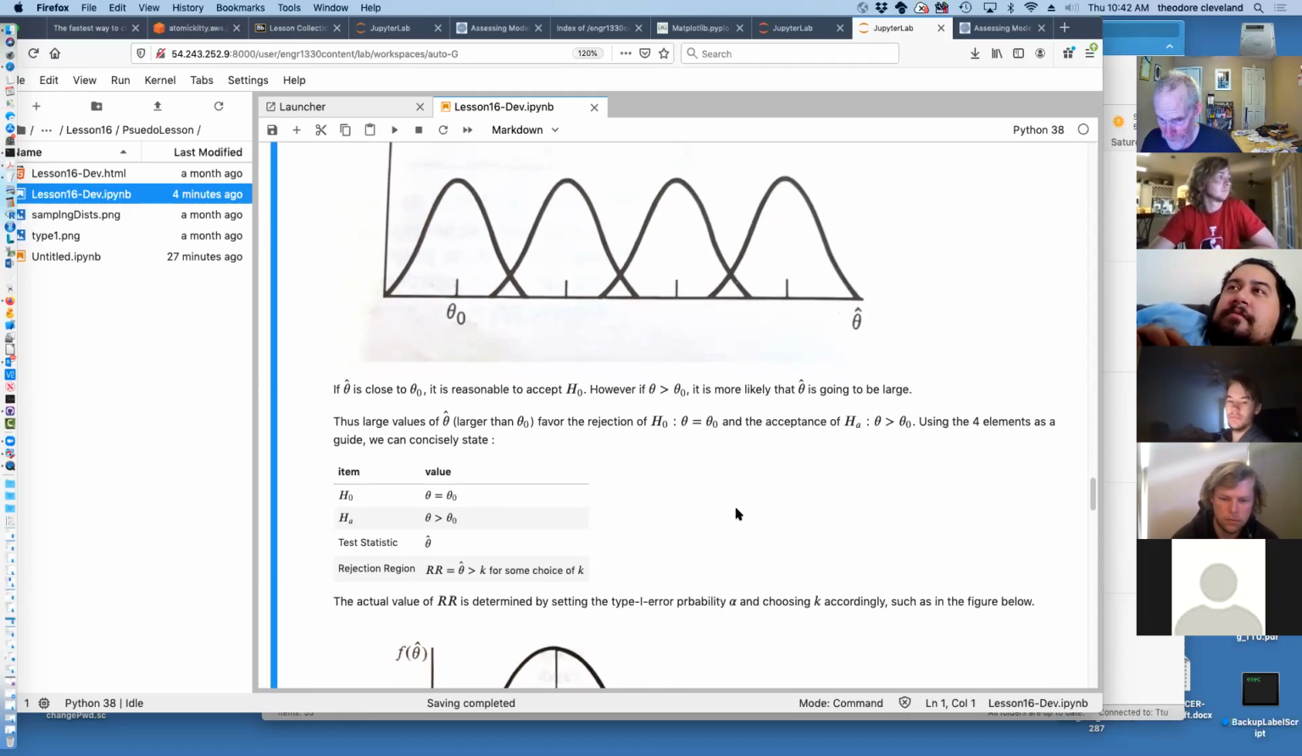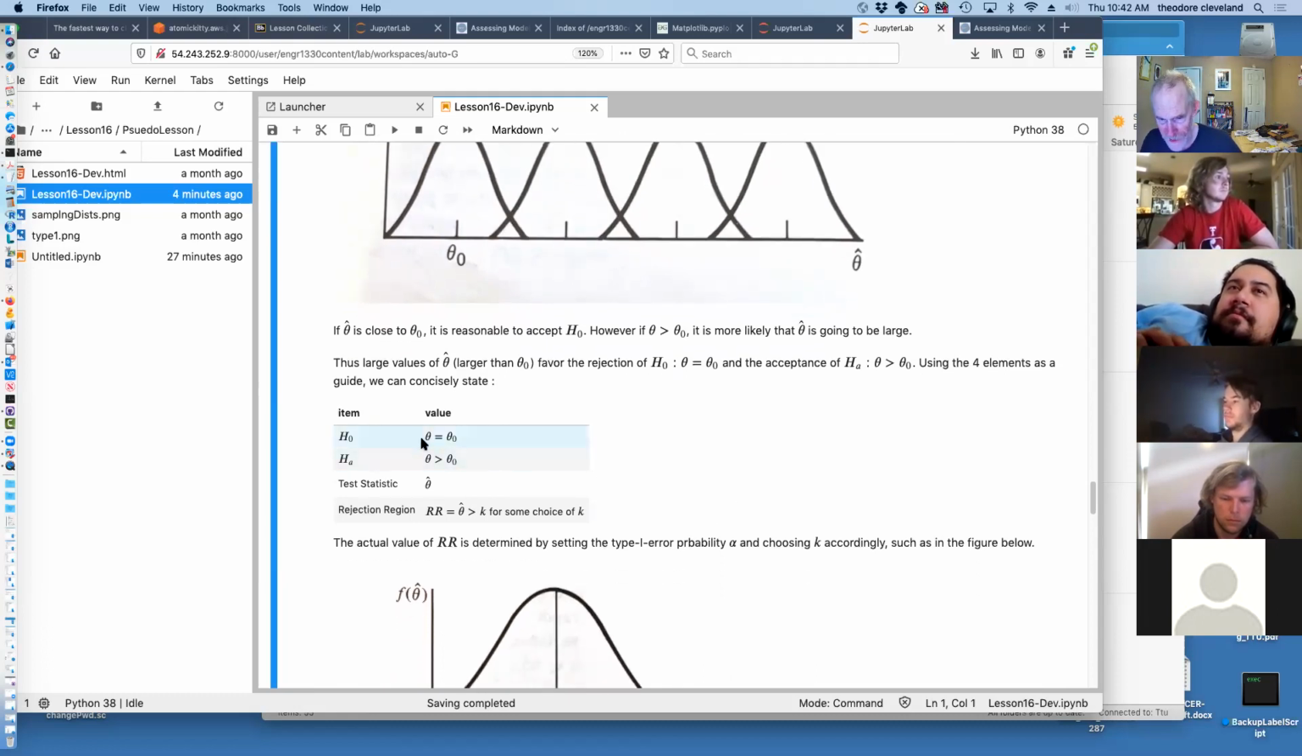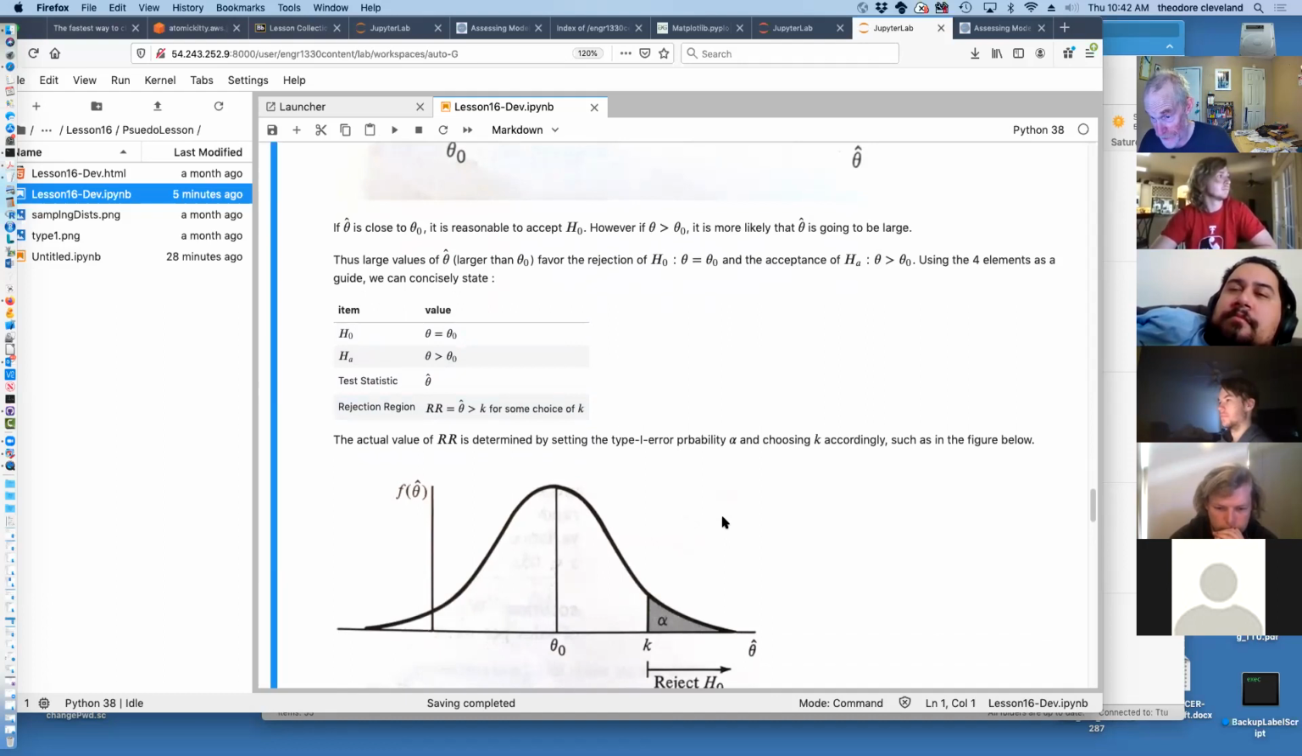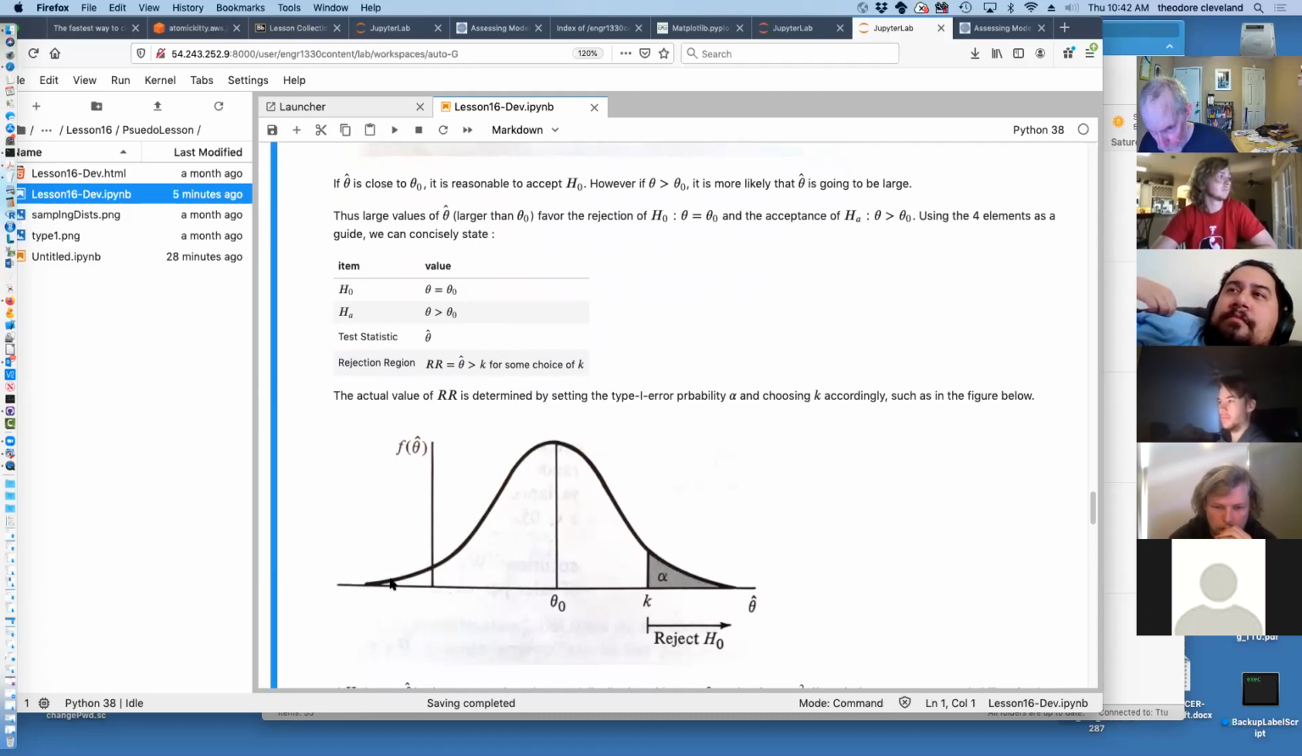So using the four elements of a test as a guide, we can concisely state our null hypothesis: the parameter is equal to a prescribed value. The alternative is bigger than a prescribed value. The test statistic is the estimate of the parameter, and the rejection region is: we reject when the estimator is bigger than K for some choice of K. The actual value of the rejection region is determined by our a priori selection of the type 1 error probability, alpha, and in choosing K accordingly.